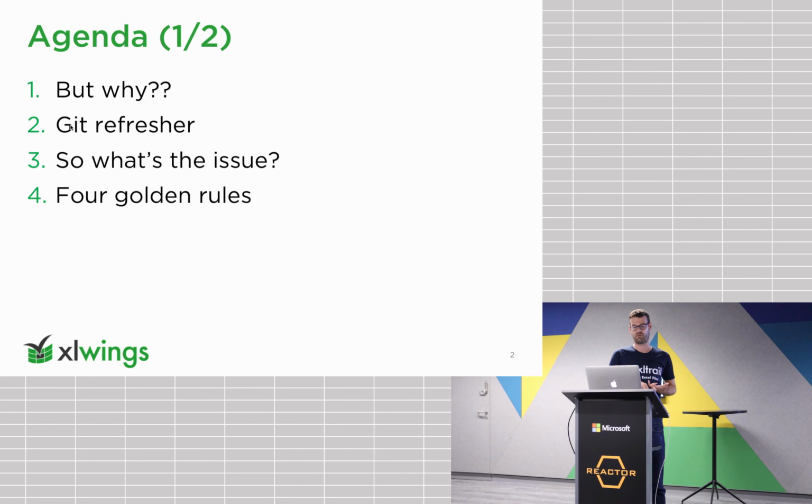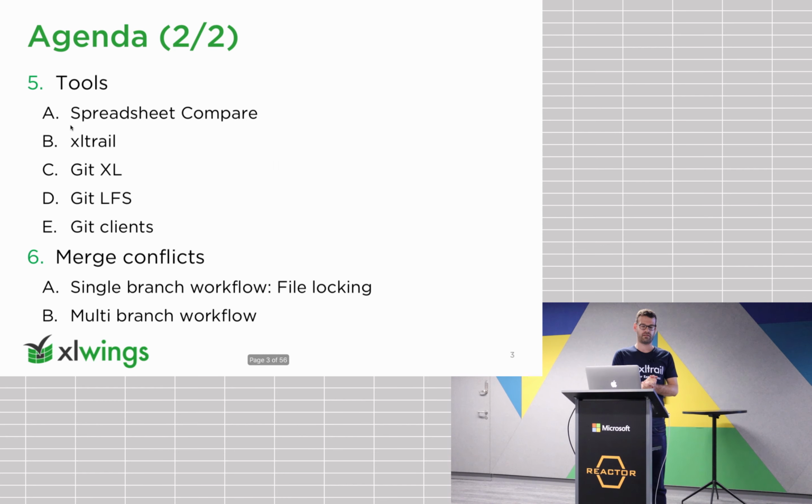Then we're going to see why it's actually not so easy as it may seem, or why the combination is a bit nasty. And then I have made up 4 golden rules when using Git and Excel. Then we're going to dive into a little bit of technical stuff, some tools that we can use that make a lot of things easier. And finally, we get into merge conflicts and how we can deal with them.